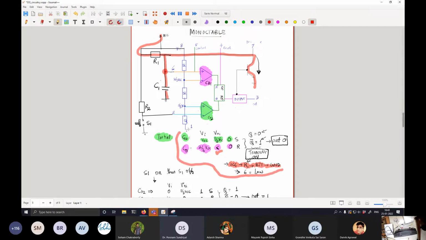Self-consistent. Meaning the initial condition is self-consistent. It means the output is going to be zero. All right. Any doubts so far?